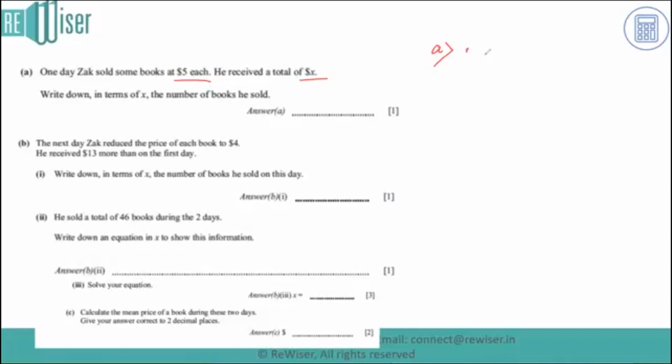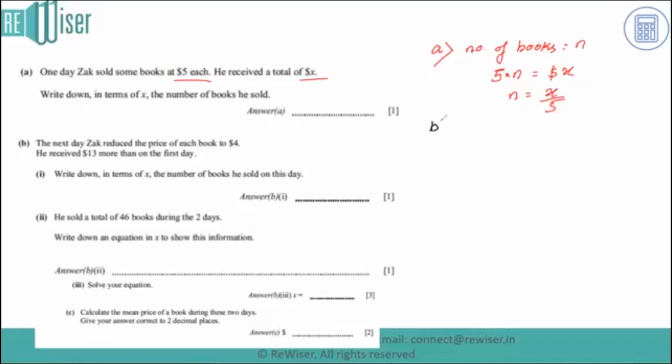If I take the number of books that he sold to be N, then 5 times N will give us the total cost of this entire N number of books. So N, the number of books, would be X divided by 5. So X over 5 is the right answer for part A.